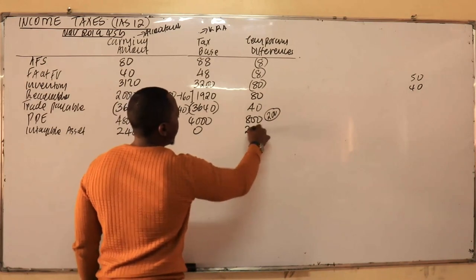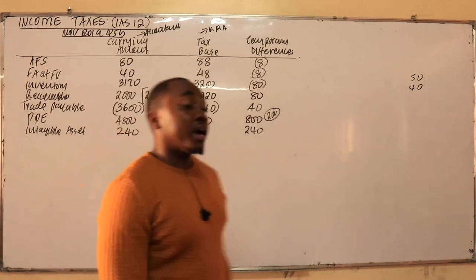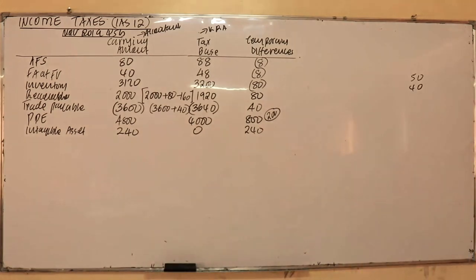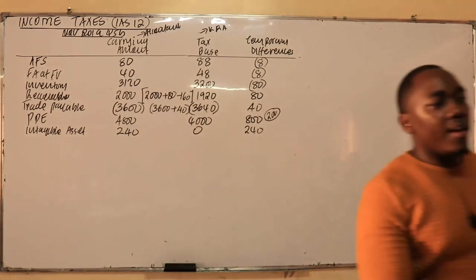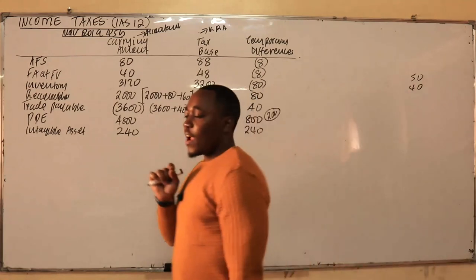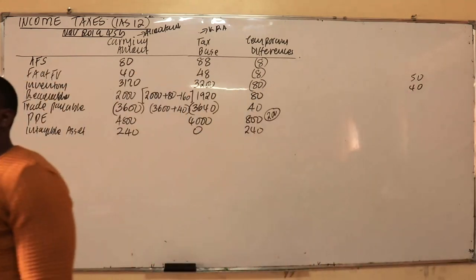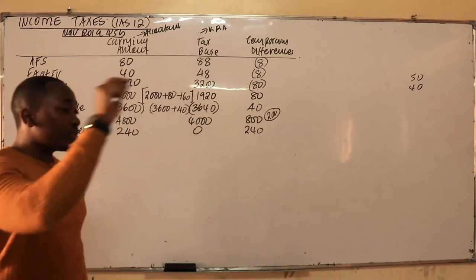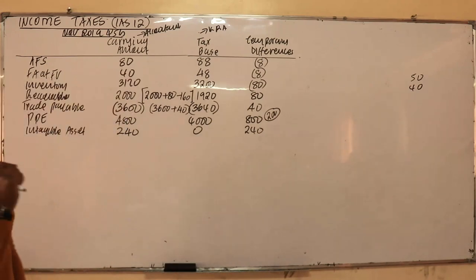Yeah, that silence means that you haven't understood. Eh? Can you go back to the definition? What is tax base? Let's go to the tax base. And what is tax base? Amount. Good. Amount allowable for tax purposes in the future. The amount allowable for tax purposes in the future.